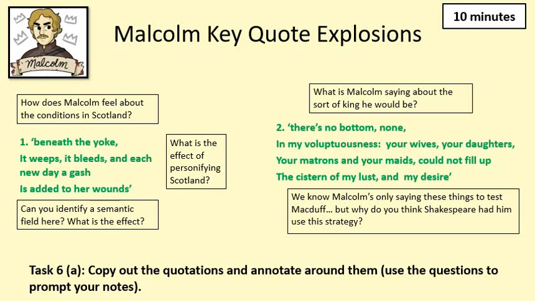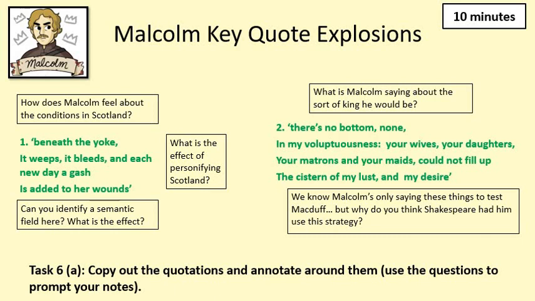The second quote is when Malcolm is trying to convince Macduff that he's an even worse ruler than Macbeth would be. "There's no bottom, none, in my voluptuousness. Your wives, your daughters, your matrons, and your maids could not fill up the cistern of my lust and my desire." Here, Malcolm's effectively saying that he's so sexually driven that he's happy to sleep with absolutely anyone and has no qualms about it. He's claiming that he'd be even worse a ruler than Macbeth because of these qualities.